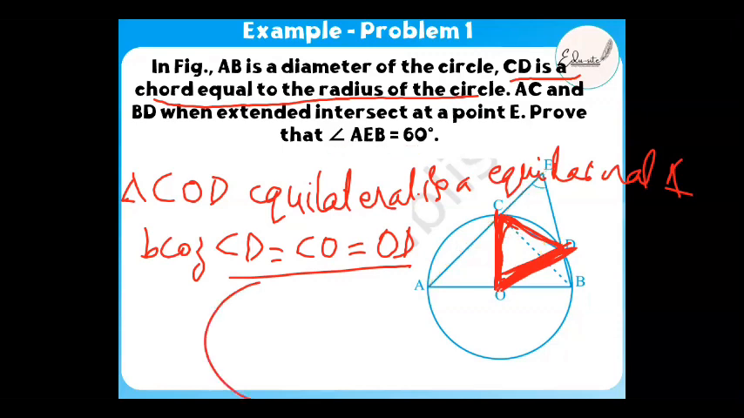So now what we are going to prove is AEB is equal to 60 degrees. How do you prove this, beta? Just give me a hint. How can we prove this?